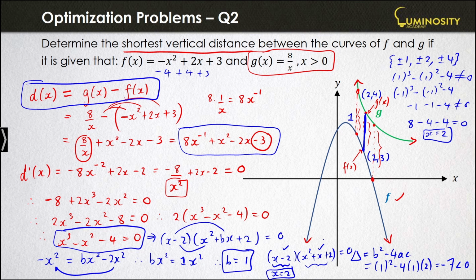Okay, so having that fully factorized, we looked at the quadratic expression and we saw that the discriminant here was negative, so therefore there weren't any real solutions. It wasn't going to cut the x-axis at all.